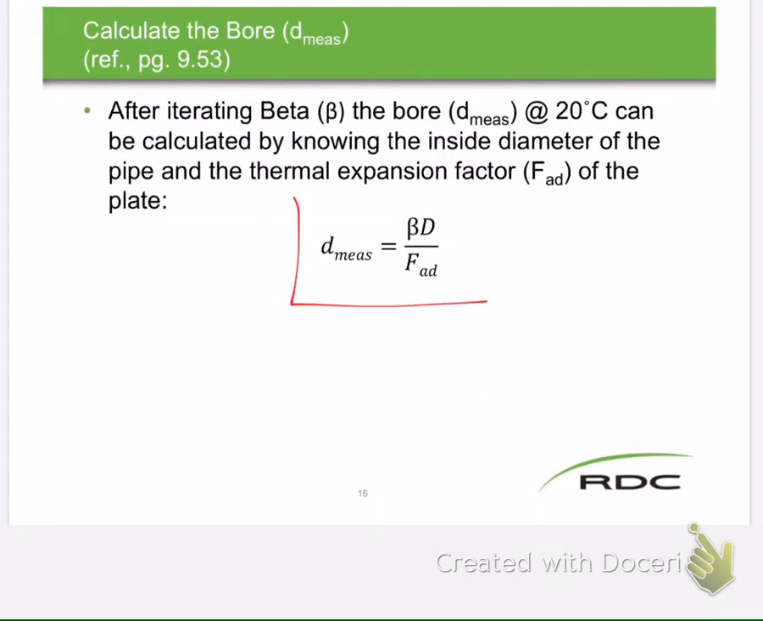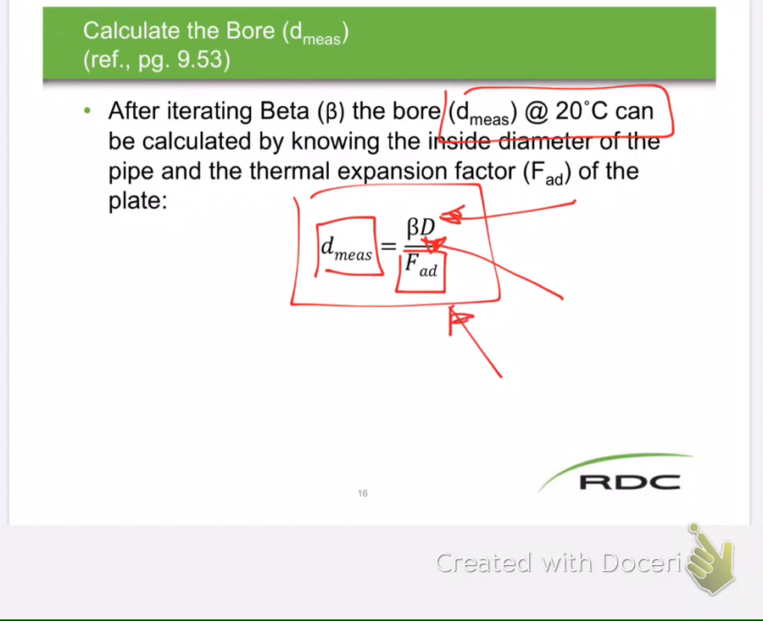So here, this is the final equation at the end. After we've solved for beta here, and we know our D value here, because we're going to know the size of the inside diameter of the pipe that we're using, and the thermal expansion factor of our plate, those 3 variables get plugged in to figure out d measured at 20 degrees. That's our final step after we've done the iterations. So that's what we're going for: measuring what this d measured value should be at 20 degrees C.